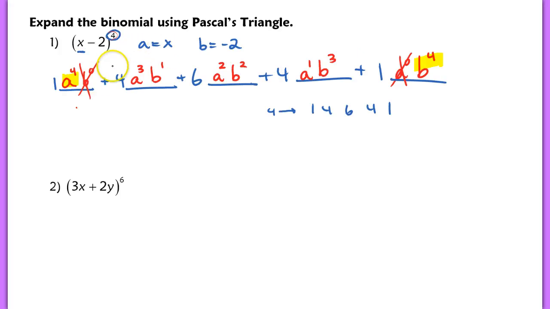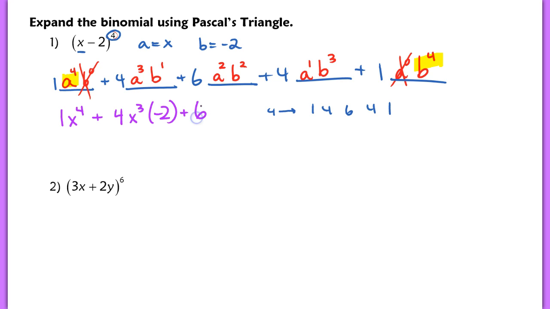Now I'm going to make the substitution in. Remember, we said x is a, so this becomes 1x to the 4th plus 4 times x to the 3rd. Now b, that value, is negative 2 to the 1st power. I don't need to write that first power in, but I always want you to put parentheses in, because I'll see a lot of students write that as 4x cubed minus 2. They think that turns into two different terms, but it's not. It's 4x cubed times negative 2. So we'll simplify this in a second, but so far these are the correct terms substituted in.